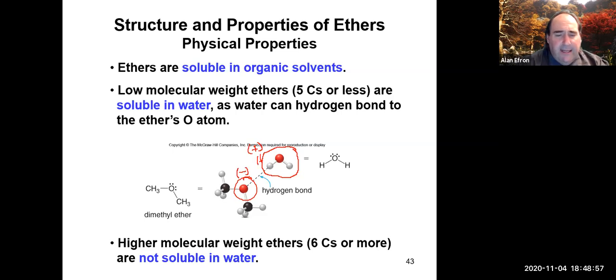Again, though, much like anything else, if we get a lot more carbons involved, the molecule gets larger, there are a lot more carbons in the way, and it makes it really hard for it to interact with something like water. So we see a very big drop in solubility as you go above about 6 carbons in ethers. Any questions on that?